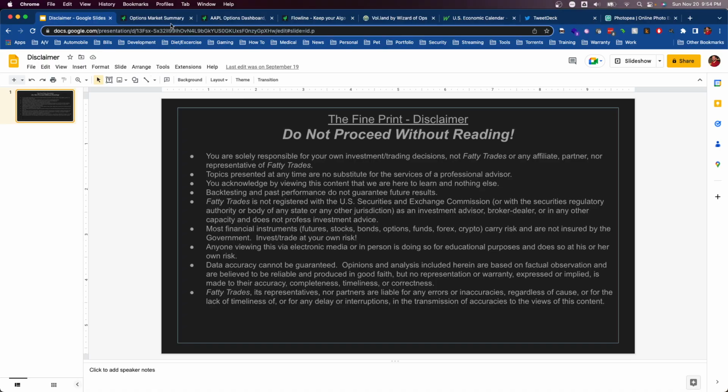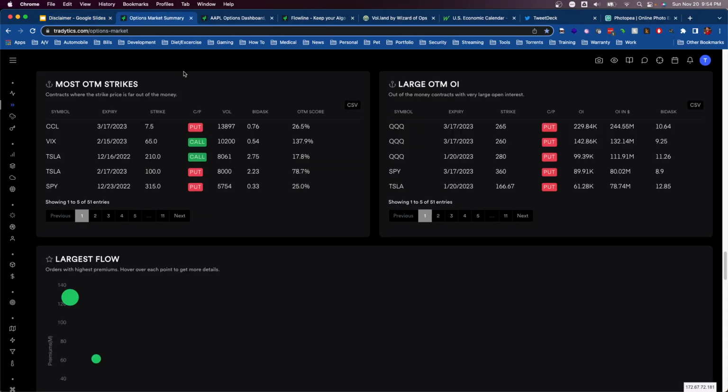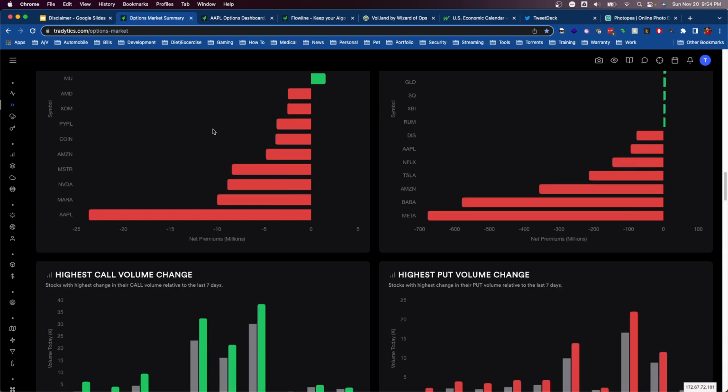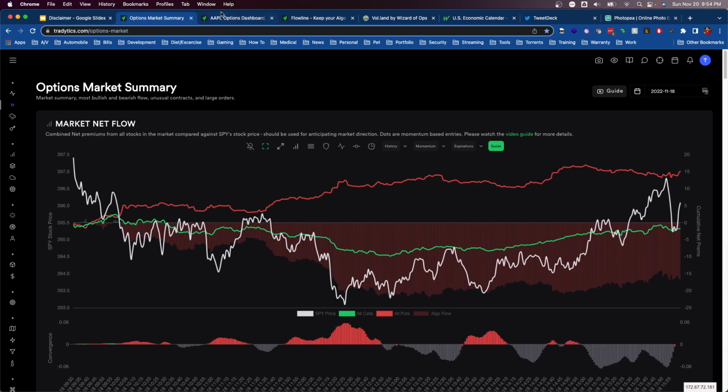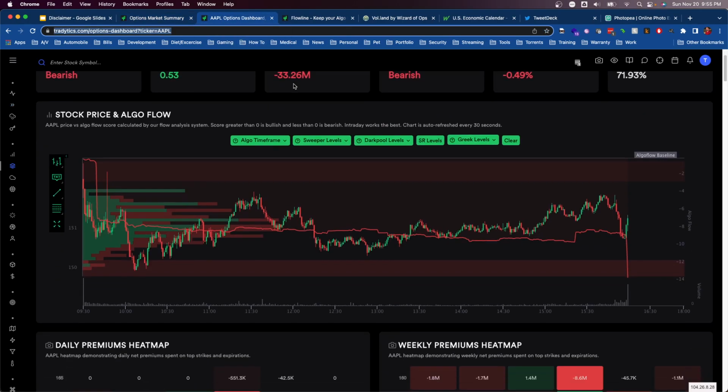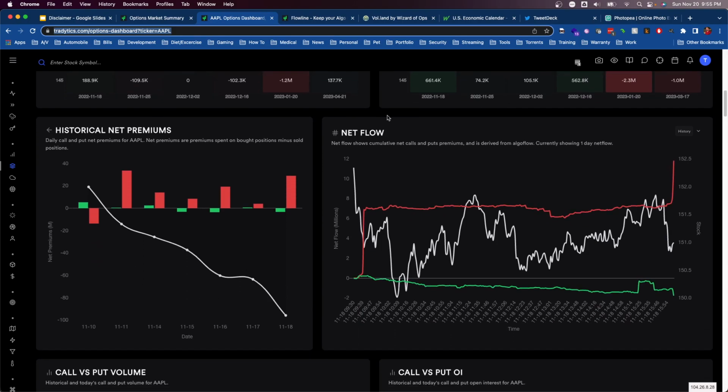So the first thing I want to do is point out why I'm going to be talking about Apple and why it's of interest to me today. I'm on TradeEdX.com, and if we go to the Apple options summary and scroll down, one thing that really stood out to me was net flow and this large put spike at the end of the day.